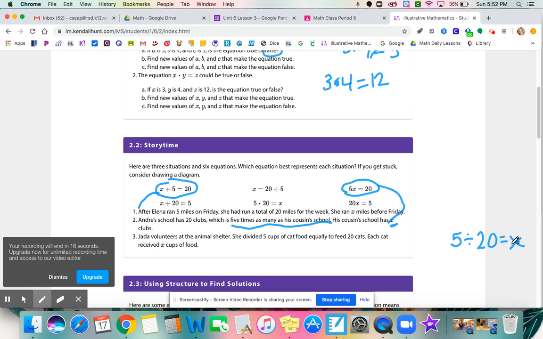Now, there's no equation like that, so I had to think about how to undo this. And to undo division, I could multiply both sides by 20. This is kind of an advanced one. And so I could have 5 equals 20 times X for this last one.